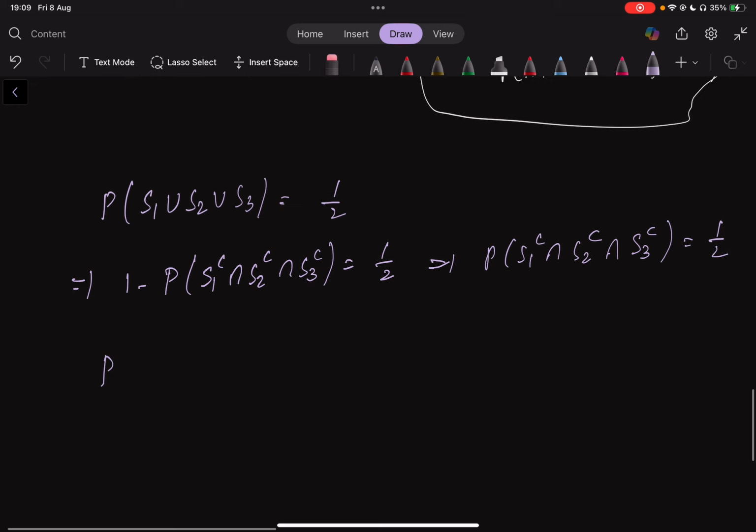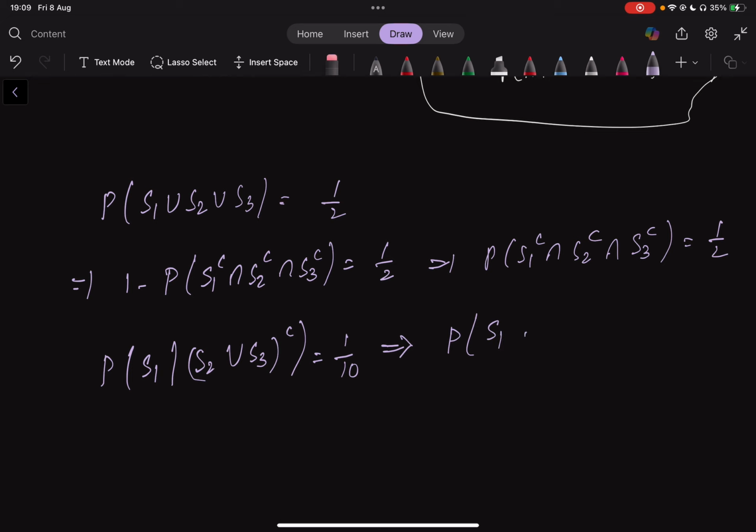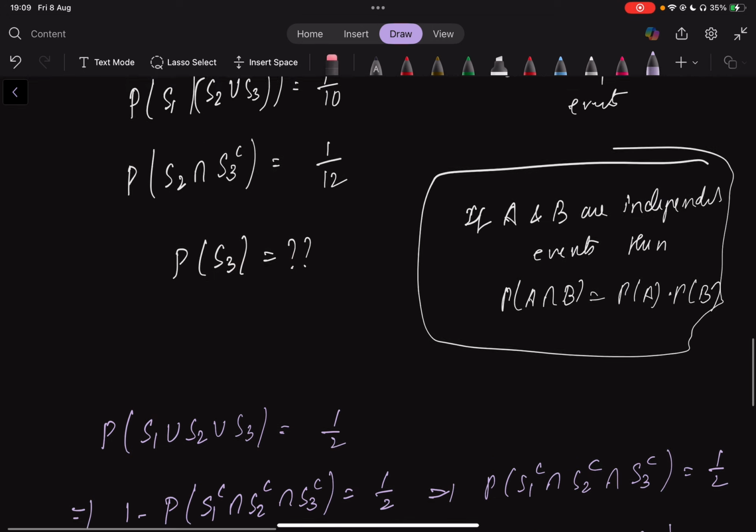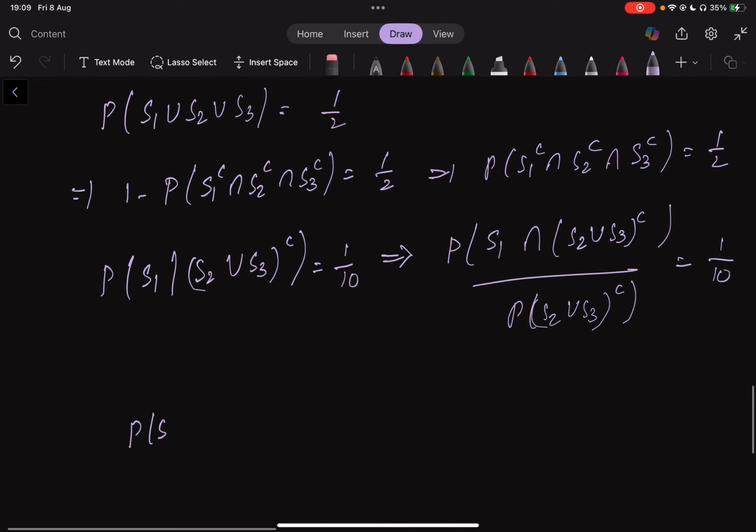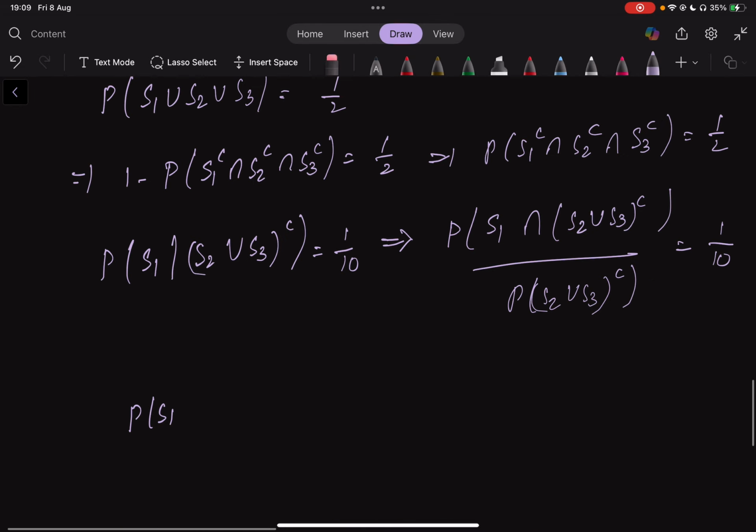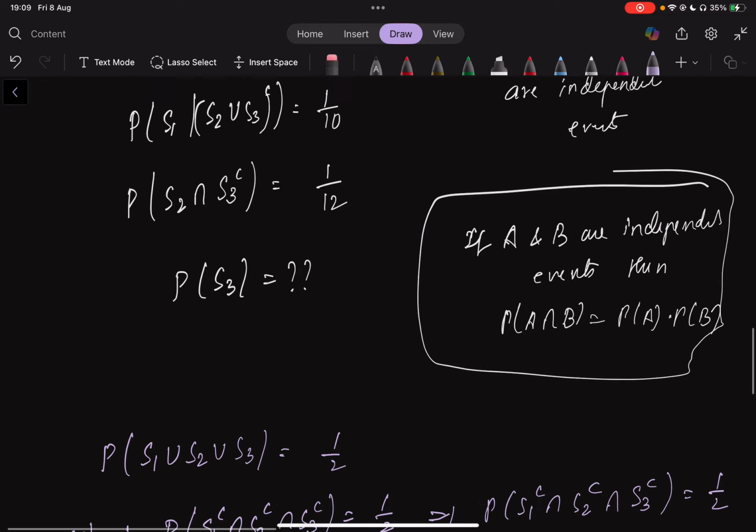And in a similar way, if we consider the second, we have S2 union S3 whole complement, so this is 1 by 10. That means the probability of S1 intersection S2 union S3 complement, divided by the probability of S2 union S3 complement, is 1 by 10. And in the third case, the probability of S2 intersection S3 complement is 1 by 12.